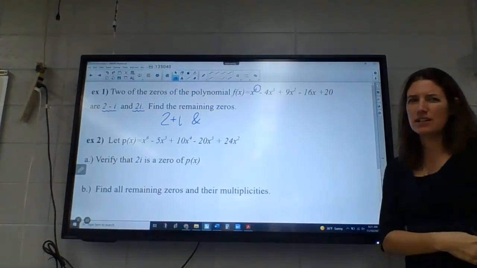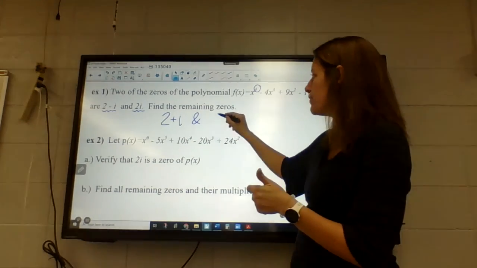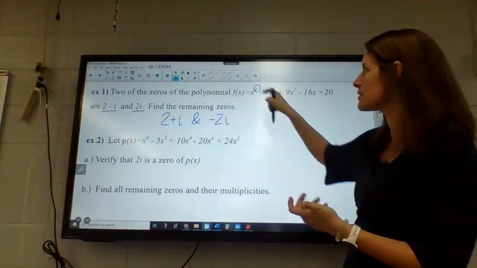The other conjugate's a little bit strange. Basically the conjugate is like the mathematical opposite, so it's just going to be a negative 2i. If that's confusing to you, I'll show you why that is.